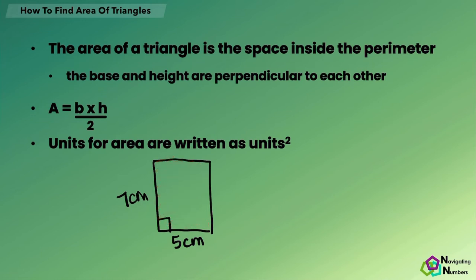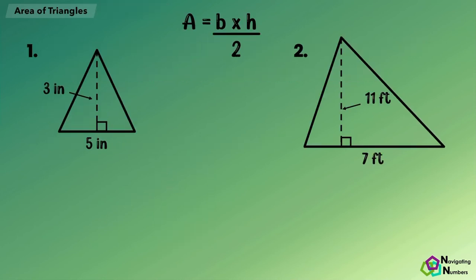But if we wanted the area of a triangle with the dimensions of 5 centimeters and 7 centimeters, you can see here that it's half of the area of the rectangle with the same dimensions, which is why we multiply the base times the height, which would give us this whole area, and we cut it in half. We divide by 2 to get just half of the area, which would be the area of that triangle with the same dimensions. So let's take a look at some examples.